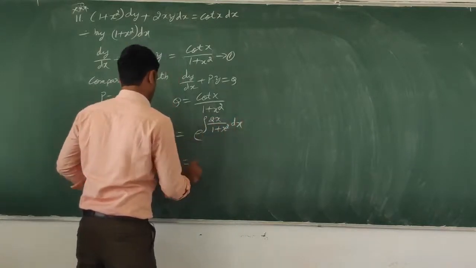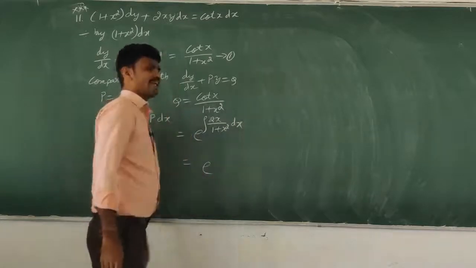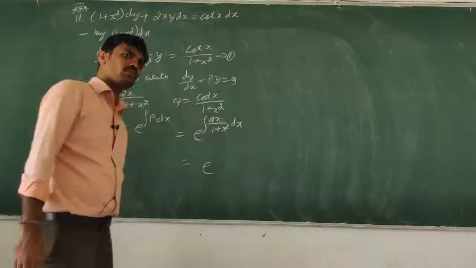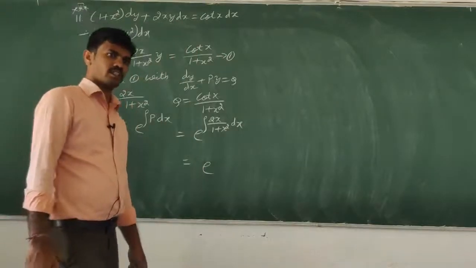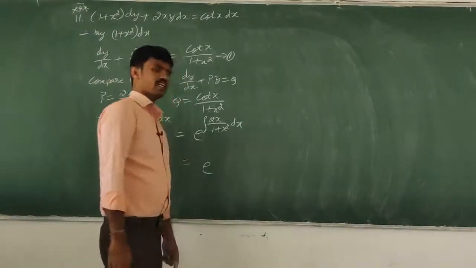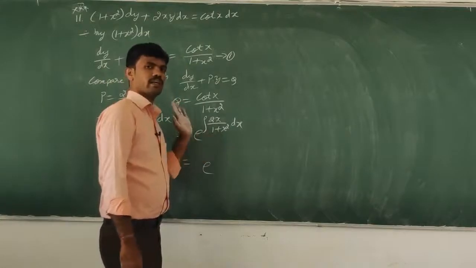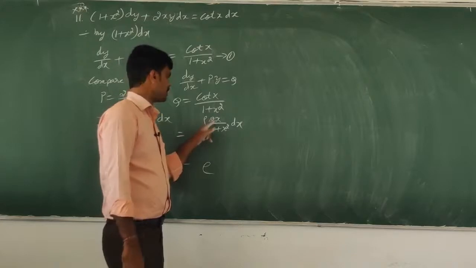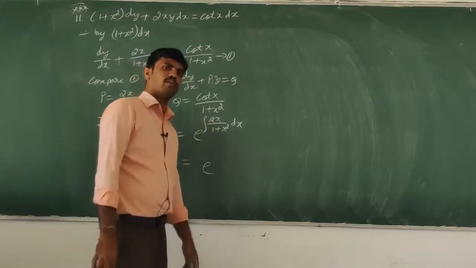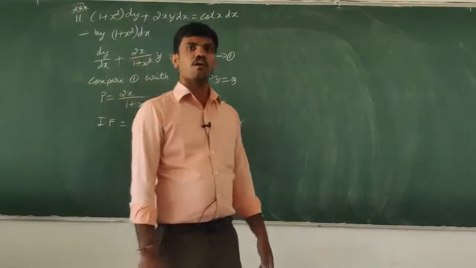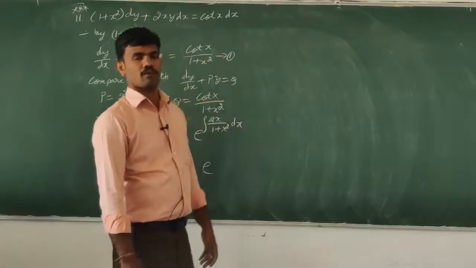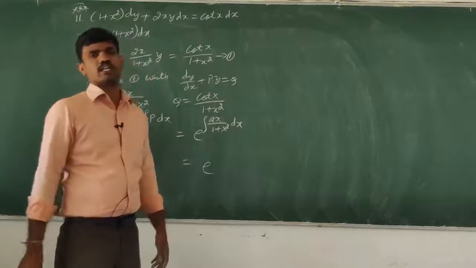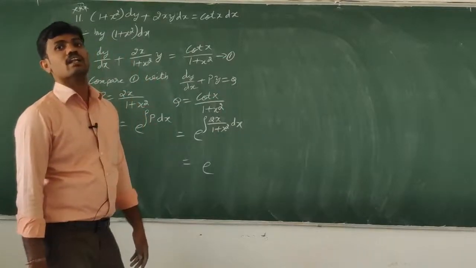So this is equal to e to the power integral. Just observe the integral function once. In the integral function, the denominator is 1 plus x square and the numerator is 2x. Just differentiate the denominator, and the numerator comes, right? So the formula is integration of f dash of x divided by f of x. What is the standard value of this? That is log of f of x.